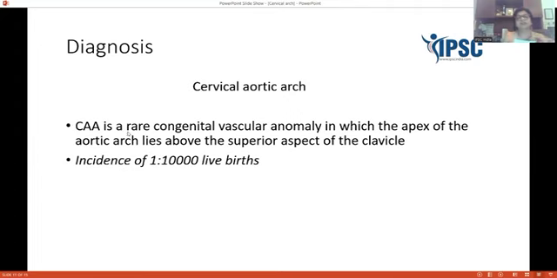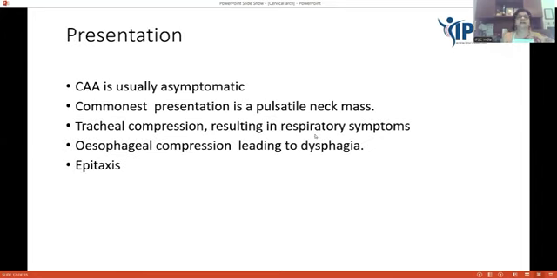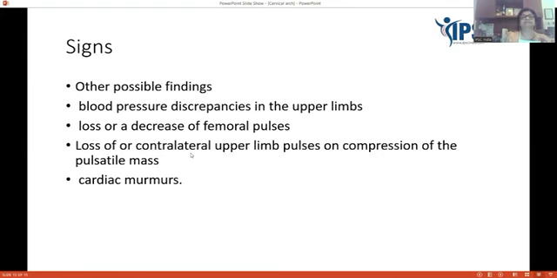Cervical aortic arch is a rare congenital vascular anomaly in which the apex of the aortic arch lies just above, or superior to, the clavicle. The incidence is 1 in 10,000 live births, and mostly it is asymptomatic. The commonest presentation is a pulsatile neck mass. It can cause tracheal compression, which can result in respiratory symptoms. It can also cause esophageal compression leading to dysphagia, and at times it can cause epistaxis.